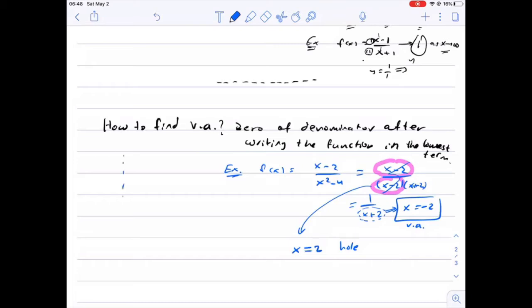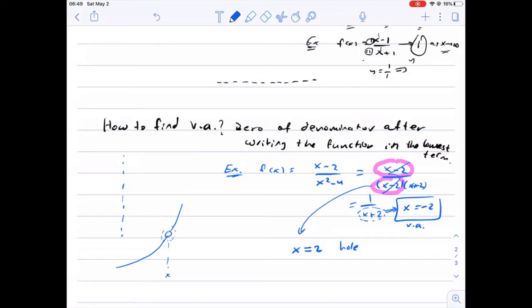For a vertical asymptote, we have a vertical dashed line. That means the function is not defined at this line and we don't have a graph. And by hole we mean the graph looks like this. We have a hole here at some value of x.